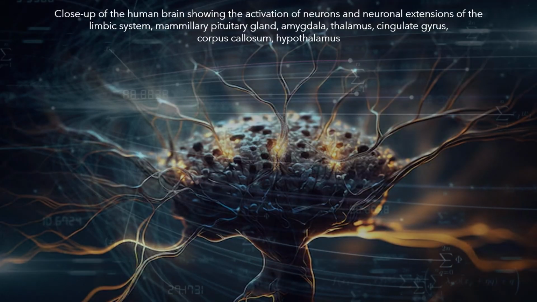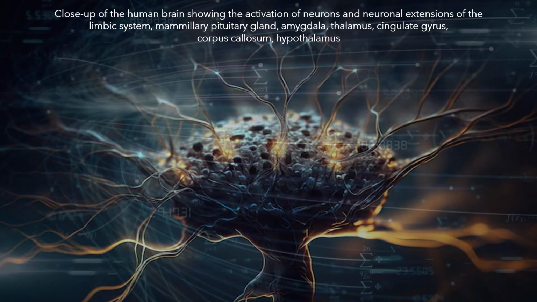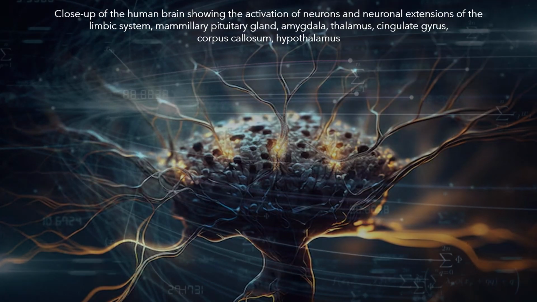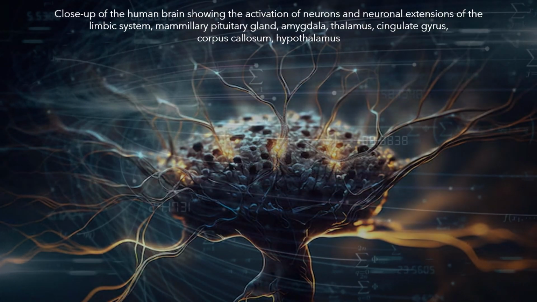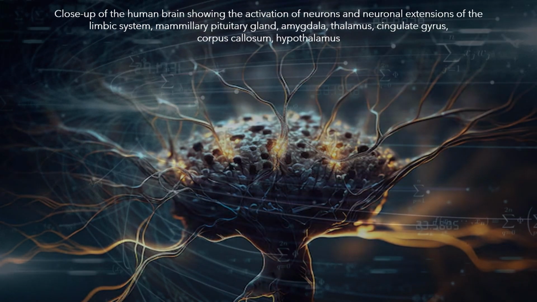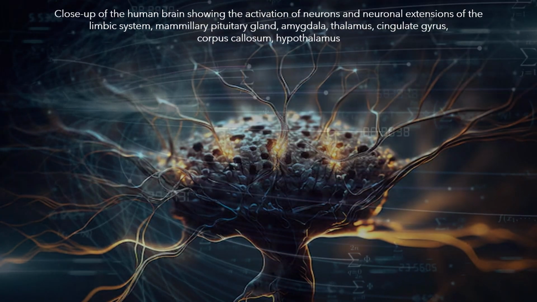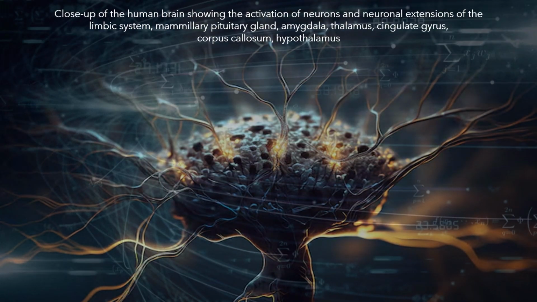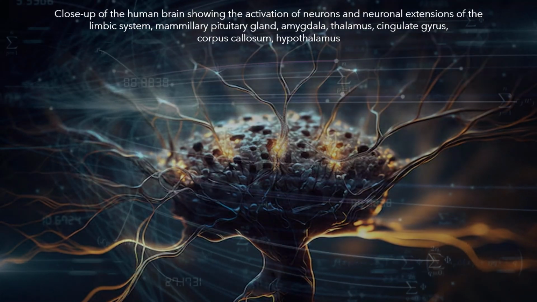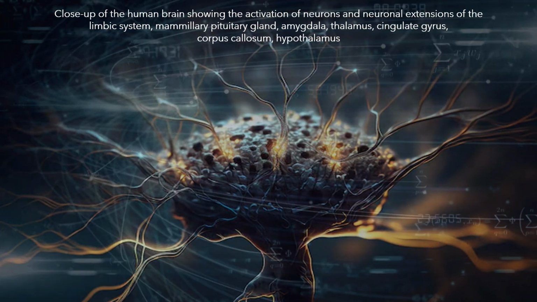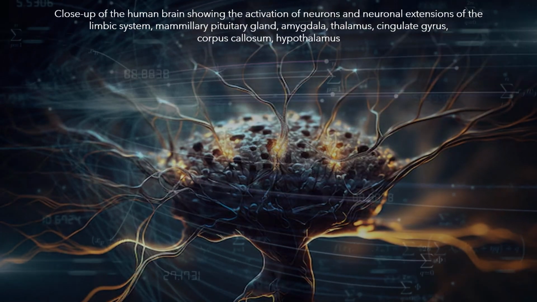The image shows a close-up of the human brain showing the activation of neurons and neuronal extensions of the limbic system, mammillary body, pituitary gland, amygdala, thalamus, cingulate gyrus, corpus callosum, hypothalamus. This indicates that the human brain is composed of groups of neurons which in turn are composed of groups of lower-level neurons, or individual basic neurons, called by HY the atoms of the system.